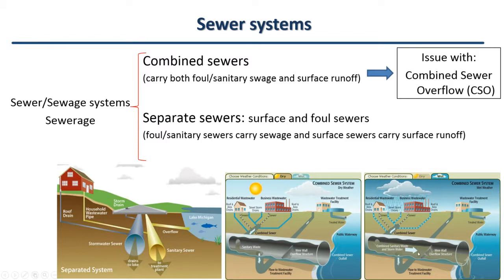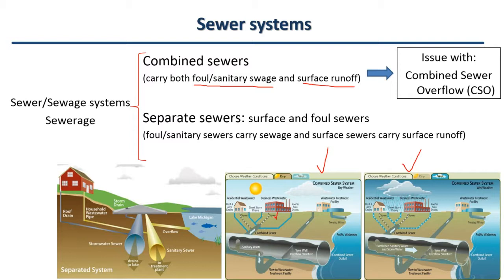One is the combined one. If you look at the combined one, it's really simple, but it's very important as well. The combined sewer carries both foul sewage and surface runoff. Foul and sanitary sewage are the same, okay? And surface runoff, for example in this figure, are all carried through one system pipe.